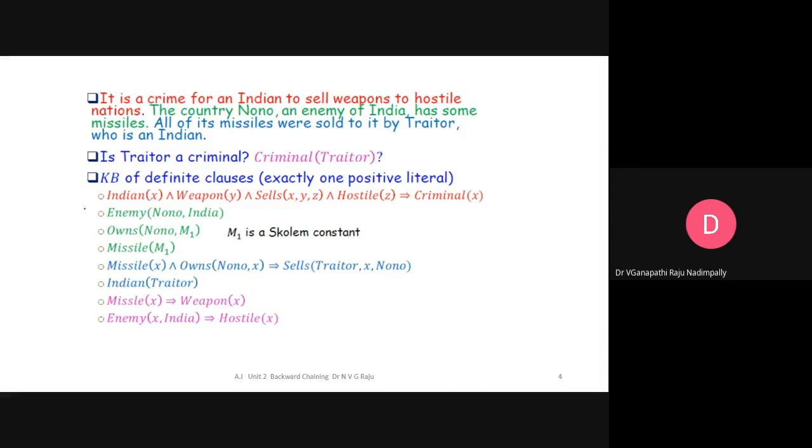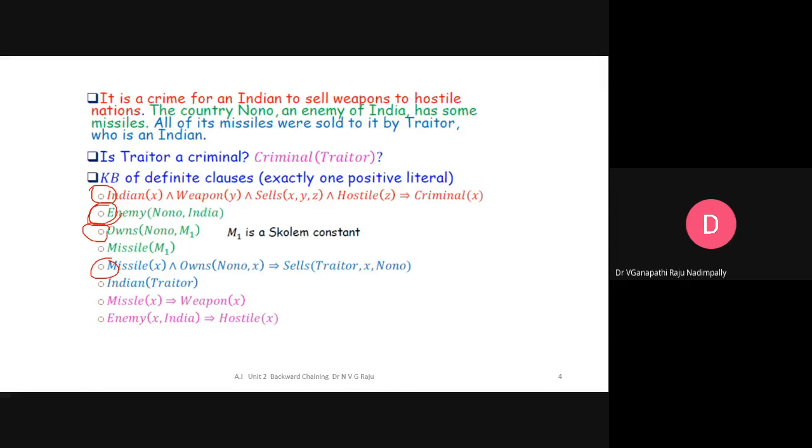Hello? Sometimes this can also be considered, and this can also be considered, and this can also be considered for identifying the value of Z. Can I go with these statements? Sir, can we consider enemy of Nono comma America? Yes, this also. Sorry, I have not seen this. This also can be considered. Yes, very good observation.